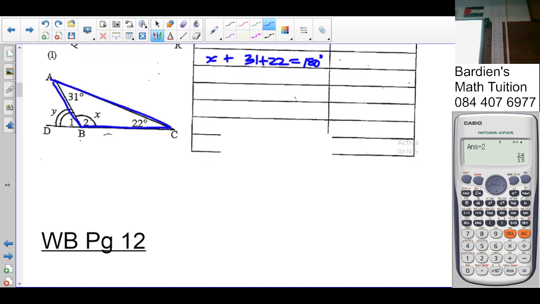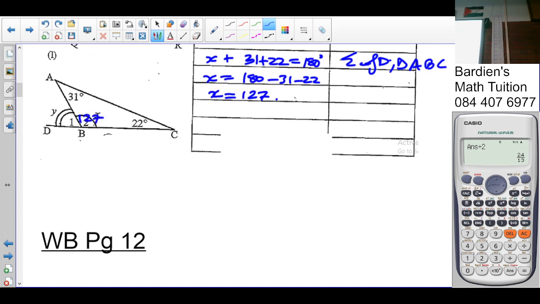Here we go. Can you see the triangle? The three interior angles of a triangle add up to 180. The sum of angles of the triangle is triangle ABC. So what do we have now? X is equal to 180 minus 31 minus 22, which is 127.